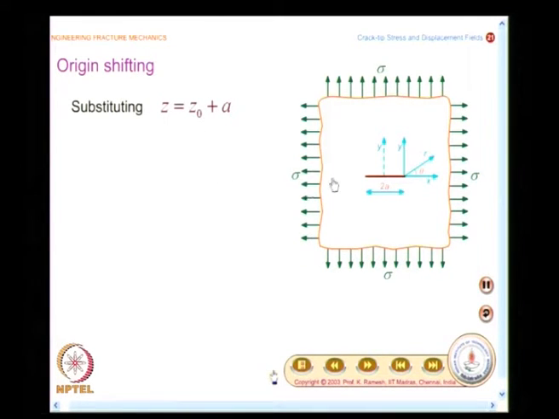Whatever the stress function that we have looked at is given for the axis x comma y, where the origin is at the center of the crack. Now, we shift this origin to the tip of the crack, and to aid your visualization, we have also put tension on the y axis as well as tension in the x axis. So, it is subjected to biaxial tension at infinity.